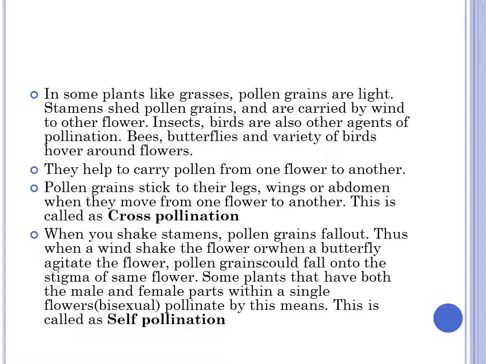When you shake stamens, pollen grains fall out. Thus, when a wind shakes the flower or when a butterfly agitates the flower, pollen grains fall onto the stigma of the same flower. Some plants that have both the male and female parts within a single flower, bisexual, pollinate by this means. This is called as self-pollination.